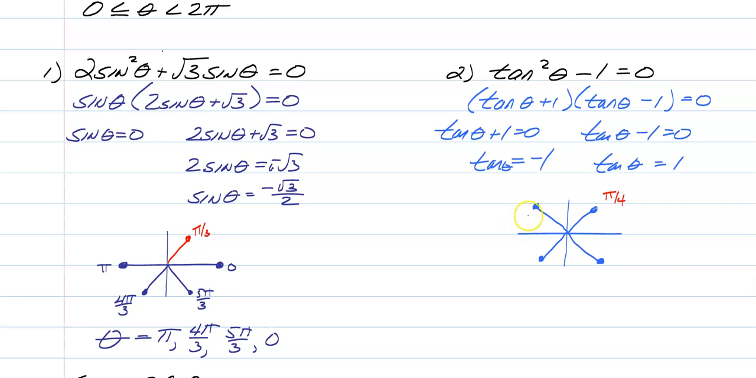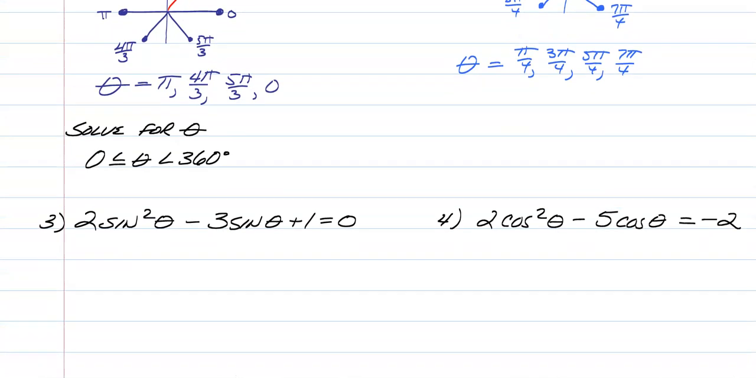So pi minus pi over 4 is 3 pi over 4. Pi plus pi over 4 is going to give us 5 pi over 4. And then 2 pi minus pi over 4 is going to give us 7 pi over 4. So our answer for this problem is theta is equal to pi over 4, 3 pi over 4, 5 pi over 4, and 7 pi over 4. And yes, if you added 1 to both sides and took the square root, as long as you were taking the square root getting plus or minus 1, you would have gotten the exact same answer.